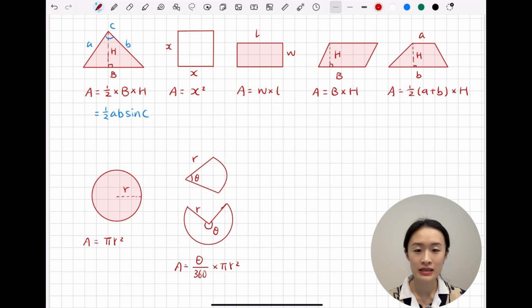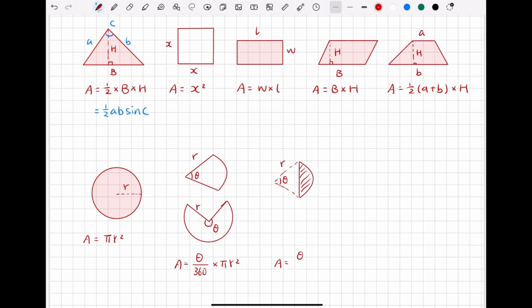Moving on to the next one, segment. So what we need to do is work out the area of the sector, subtract the area of a triangle, and in this case both AB equals r and theta is angle C.